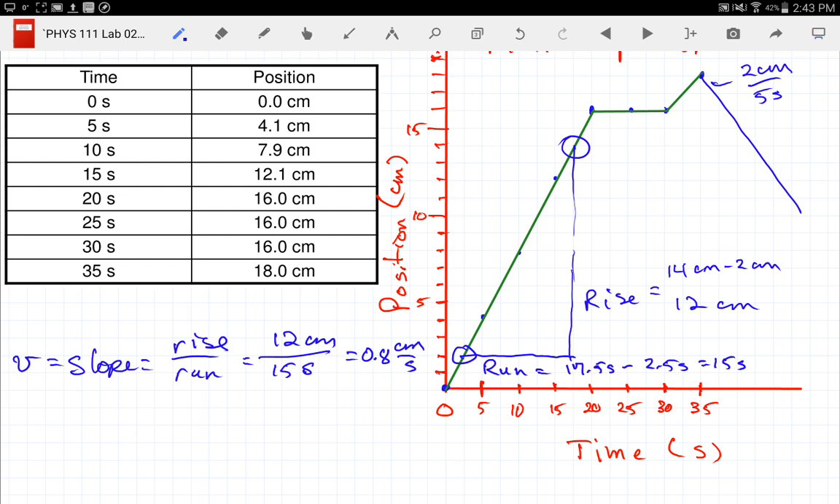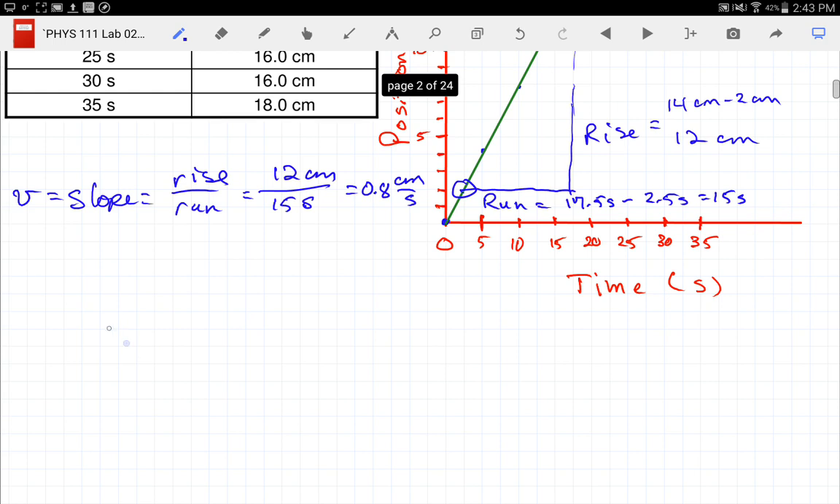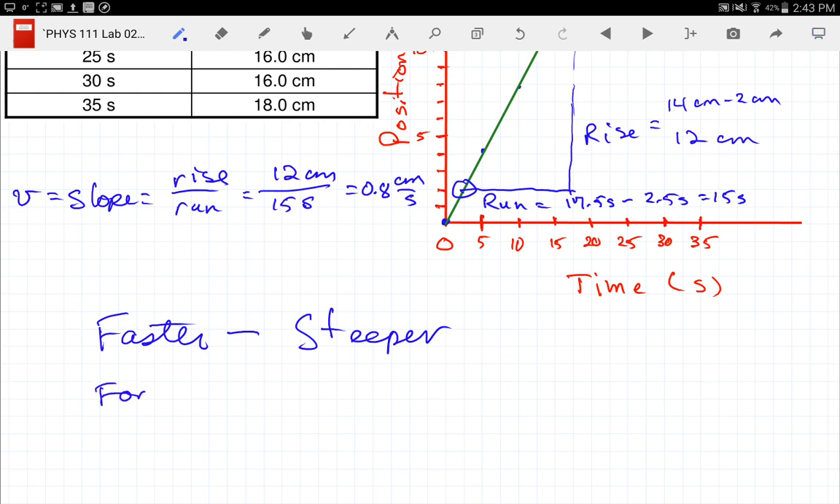Any other questions here? Okay, important things we had here. If it's faster, what does that mean? Steeper slope. If it is forward, how do we determine if it's forward? Positive slope. And backward, of course, is negative slope.